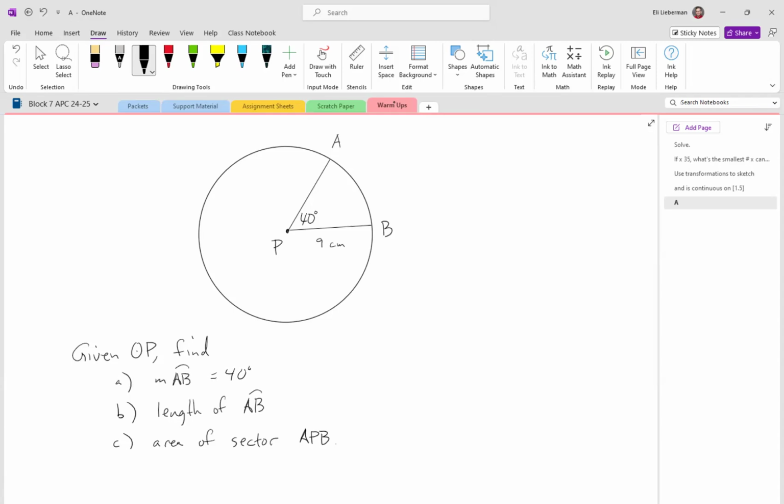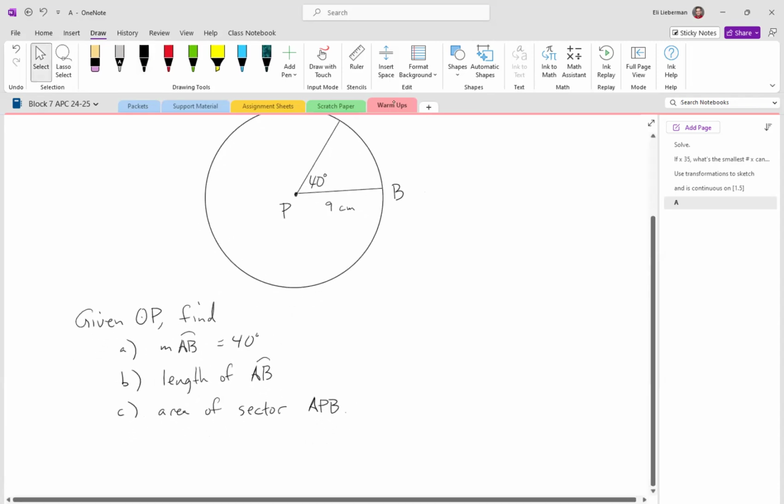The measure of an arc is the same as the measure of its central angle. For part A, how do we know that P is even the center of this circle? Because it's given, right? The circles are named by their centers. So we can rest assured that P is the center.